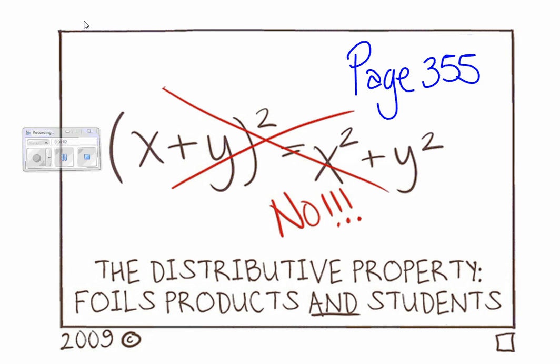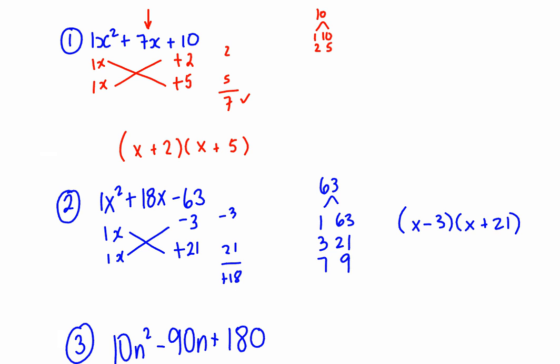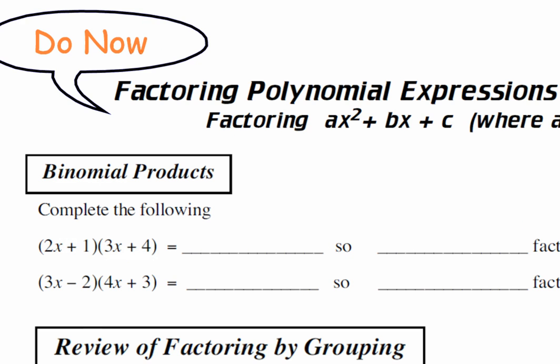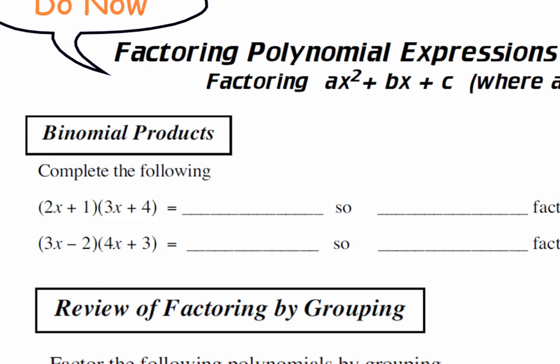Okay, so page 355. What I'd like you to do, no, Tran is not the best. Okay, how did that pop up?